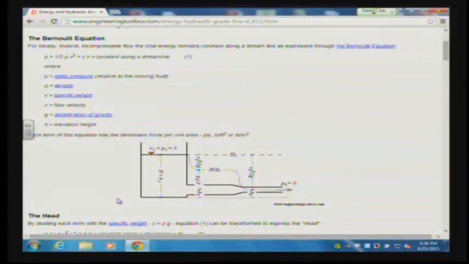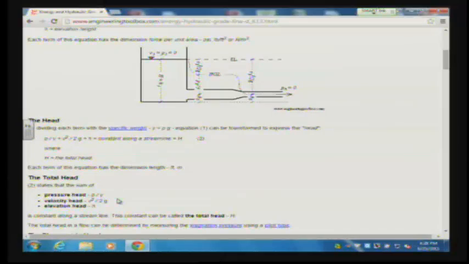And it tells you that that's constant along a streamline. Now, it's a little bit different here because in our equation, when we write it in terms of head, we divide each of those by the specific weight. But these are in pressure terms.